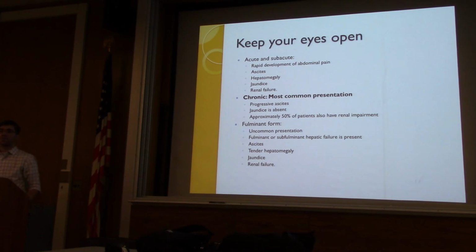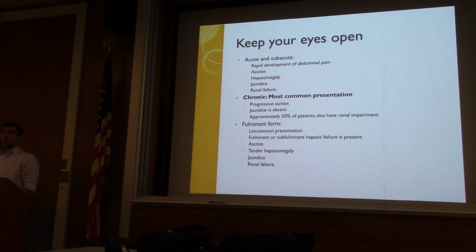There's the acute and the subacute form. In the acute and subacute forms, you're going to get a rapid development of these symptoms, and the big thing here is you're going to get abdominal pain. It's an acute clot, so you treat it as such and anticoagulate, but what tips you off to acute is the pain.